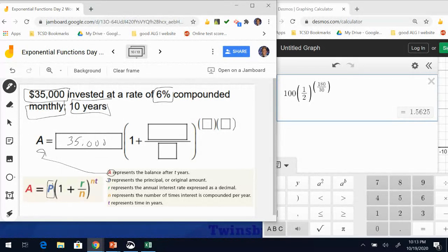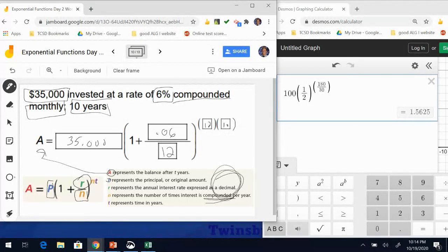And then up top, what goes up top? My rate. Remember what rate? Rate has to be a decimal. So it's 6% or 0.06. What is N? N is the number of times it's going to be compounded. How many times is it going to be compounded? Monthly. So how many months are there in a year? 12. So that goes down in the denominator here, and also up here in the exponent, the exponential function, obviously. And then now, last but not least, we have 10 years, so we're going to put a 10 next to it.